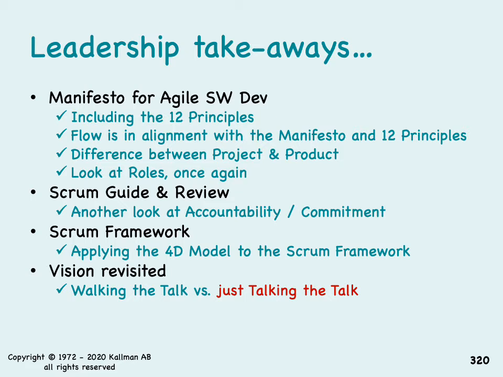We're going to look at the Scrum Guide, and you're going to do a quick review with the Scrum Guide. You're going to do another repeat looking at accountability and commitment, because this really goes to the heart of working with teams. We're going to look at the Scrum framework, and you're going to apply the 4D model to the Scrum framework and also VSPT. And at the retrospective, you're going to link back to the vision and mission and the strategy. And then we're going to revisit vision. Are you walking the talk or just talking the talk?